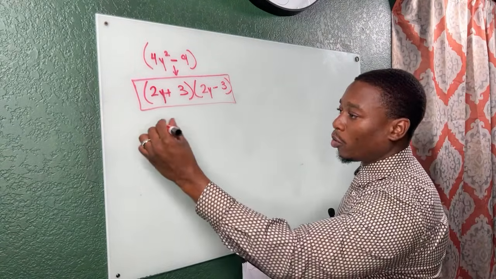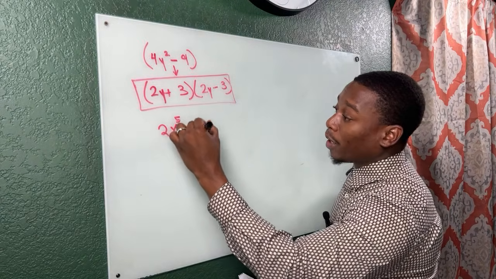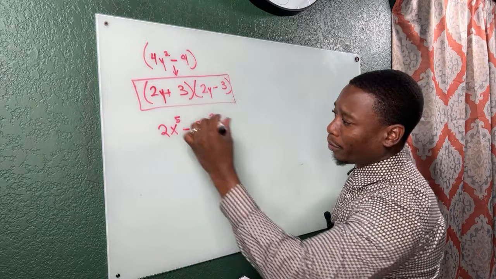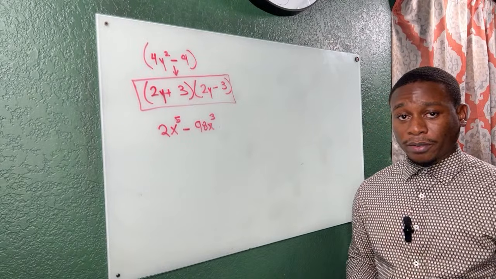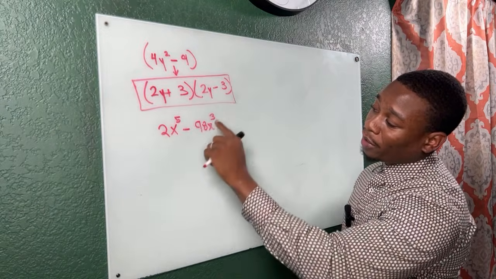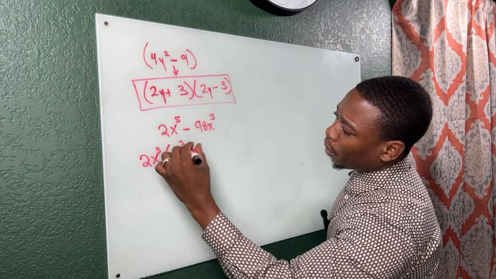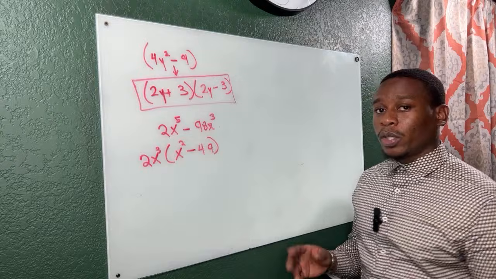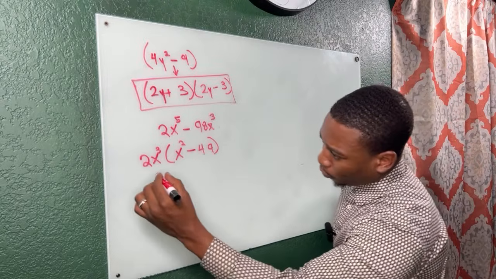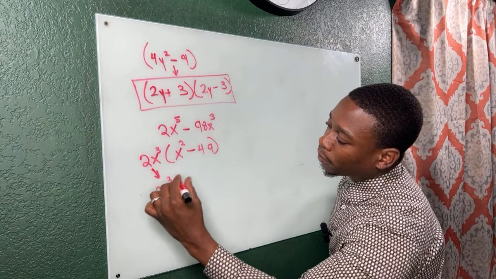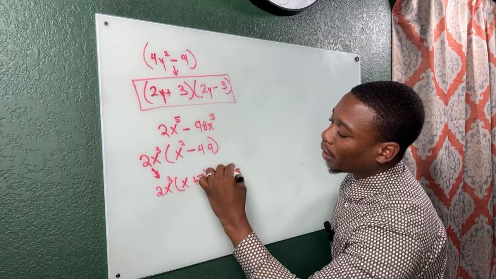Now, let's say we had a different one, 2x to the 5th minus 98x to the 3rd. This is also the difference of squares, but you have to take out a greatest common factor. So we could take out 2x to the 3rd. When I take out 2x to the 3rd, I'm left with x squared minus 49. So yes, this didn't really start off as a difference of squares, but once we factored, it did. So this stays in front, and we break this down as x plus 7 times x minus 7.